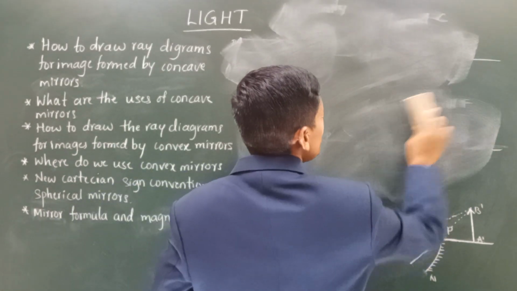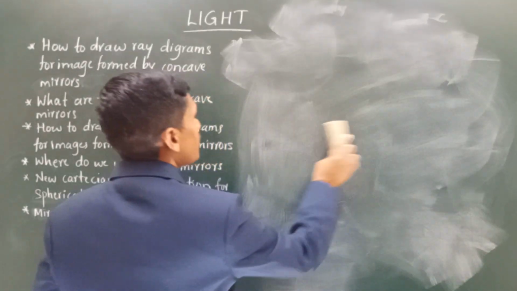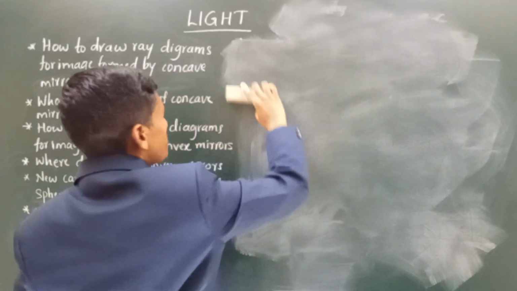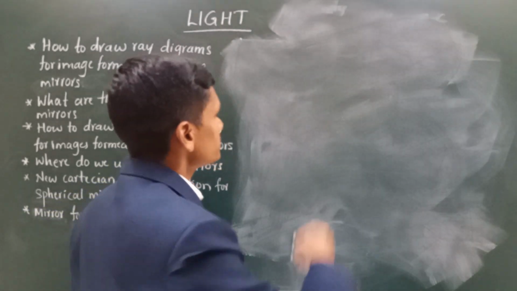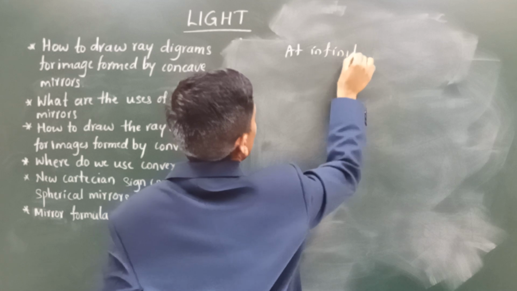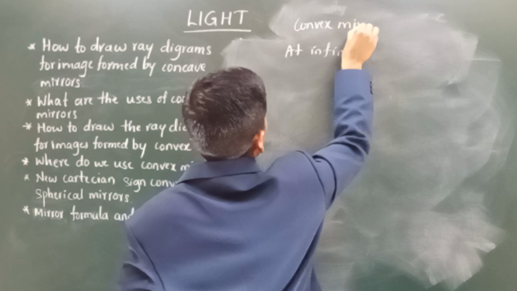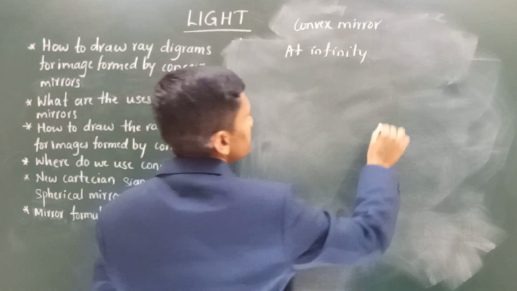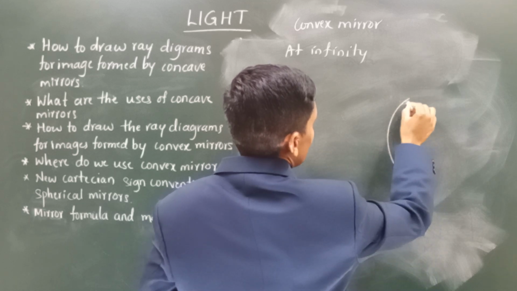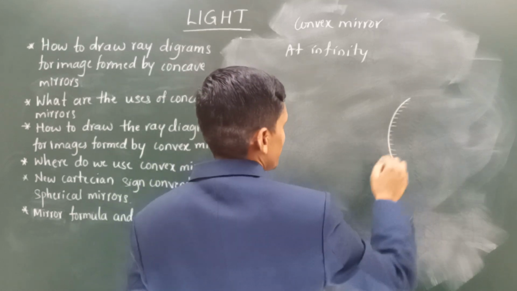See, now let us consider when the object is at infinity. How will the image be formed by a convex mirror? Convex mirror image formation we are considering. Convex mirror, as you know already, here the rough surface is inside and its outward surface is the polished one.